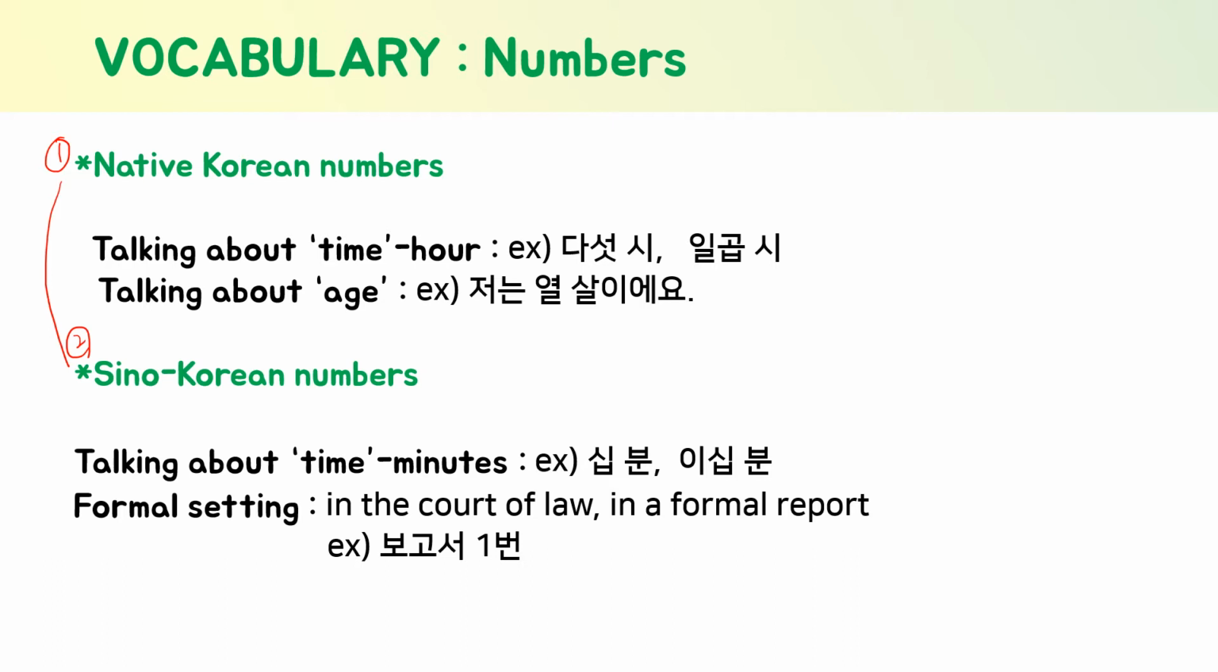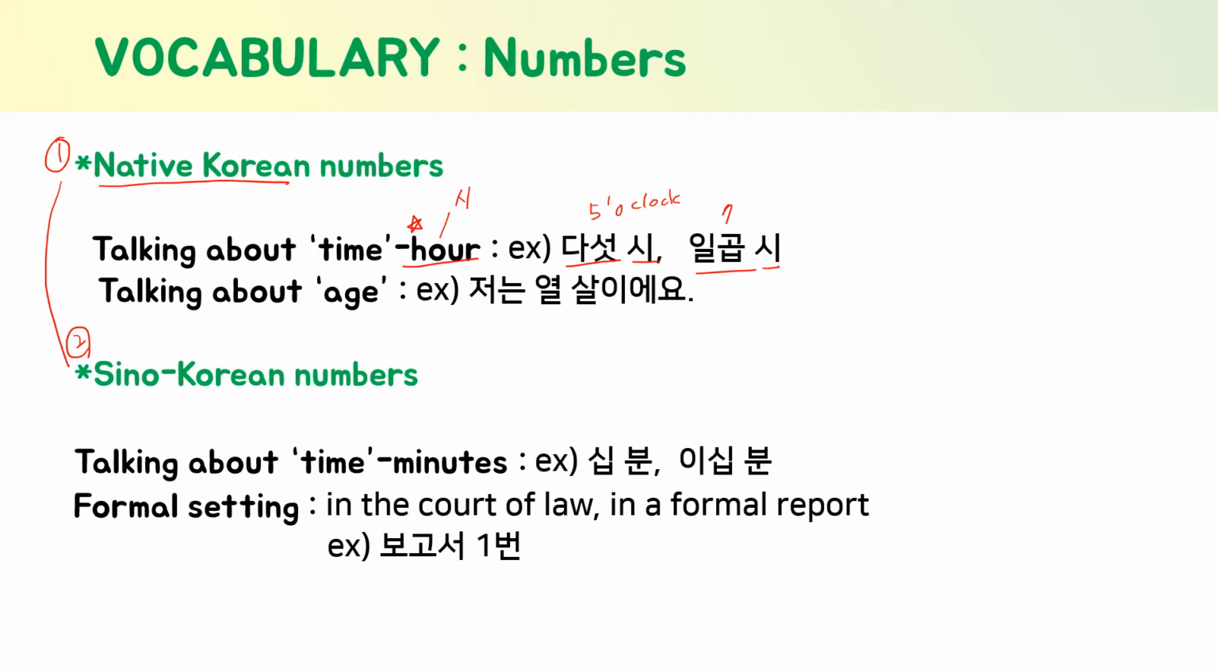For example, when we're talking about time, particularly for hours, we use the word 시 for the hours. We use the native Korean numbers. Here's an example: 5 o'clock. 5시. 다섯 is the word for 5, and 시 is the word for hour. 5시, 5 o'clock. 7시, which is 7 o'clock.